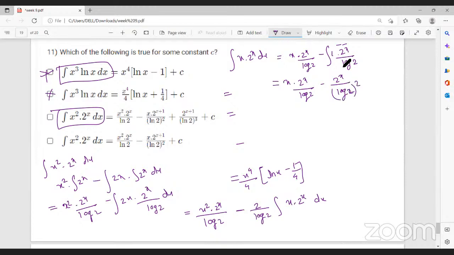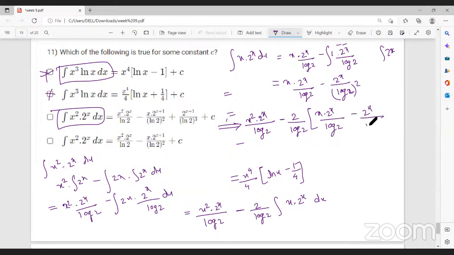And everyone got how log 2 square comes? Integration of 2 to the power x will be again 2 to the power x upon log 2, right? Yes, log 2 into log 2. Here we take the 1 upon log 2 as a constant term, right? Yes, 1 upon log 2 is a constant term. So x square into 2 to the power x upon log 2 minus 2 upon log 2 in bracket x 2 to the power x upon log 2 minus 2 to the power x upon log 2 square.